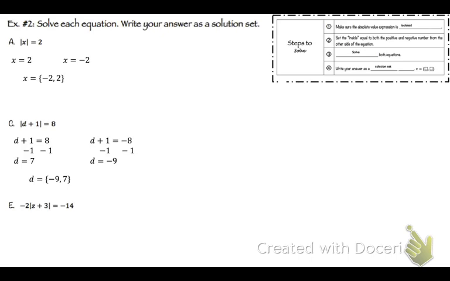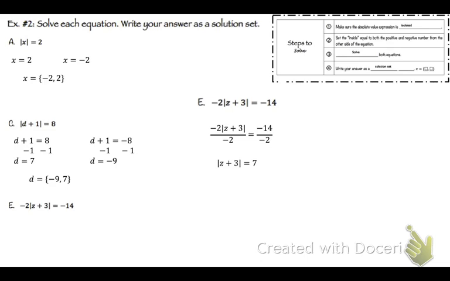Okay. Now this last one, so we look at example E. We have to first make sure it's isolated. This one is not isolated. That -2 is right next to the absolute value, which means we have to divide by -2 to isolate that. So -2 divided by -2 cancels, and you're left with the absolute value of z plus 3. -14 divided by -2 is positive 7. Okay, so we've isolated that absolute value now.